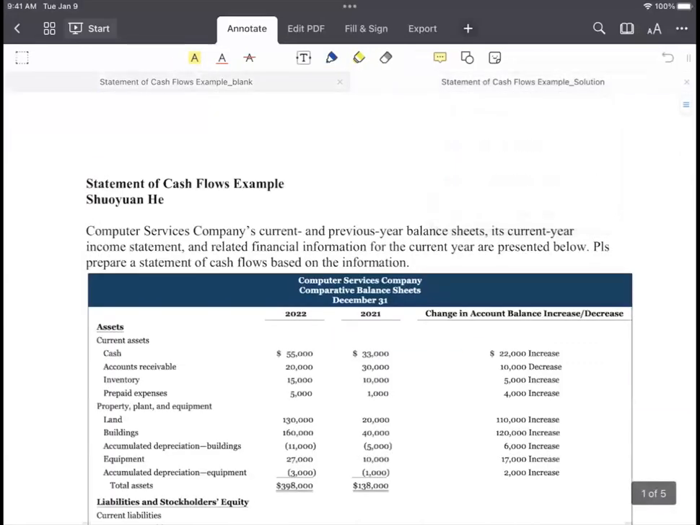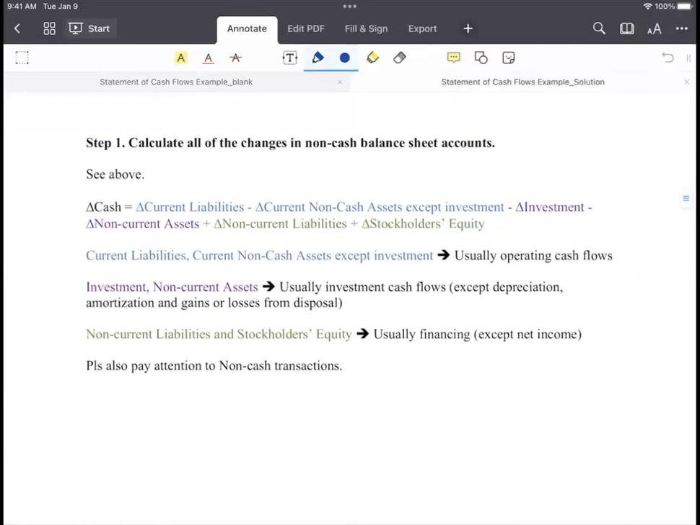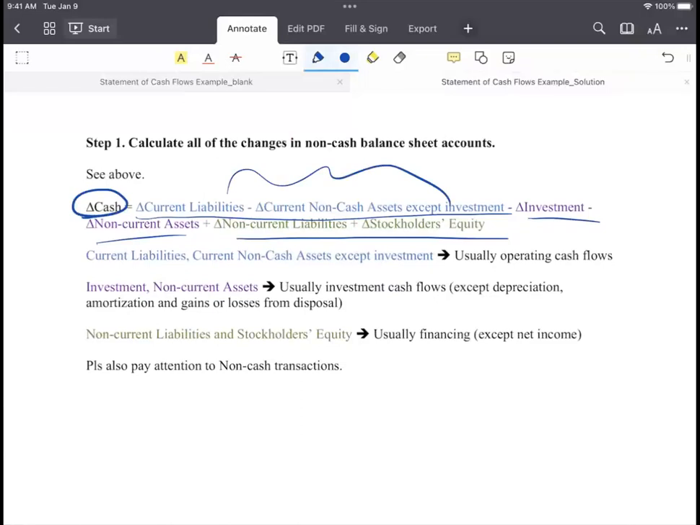So here we can just look directly at the answer. This is a decomposition of the cash account. The change in cash can be decomposed into those three parts. This part is usually the change in current liabilities and change in non-cash assets except investment. Those are usually operating. The second part is usually investing. The last part is usually financing.